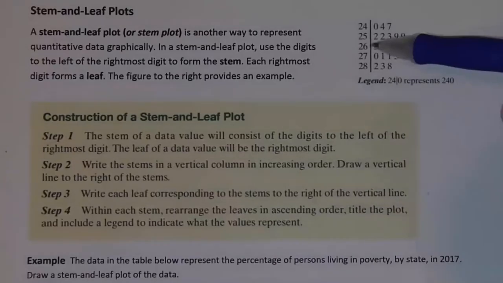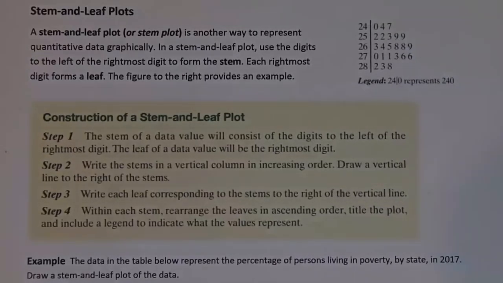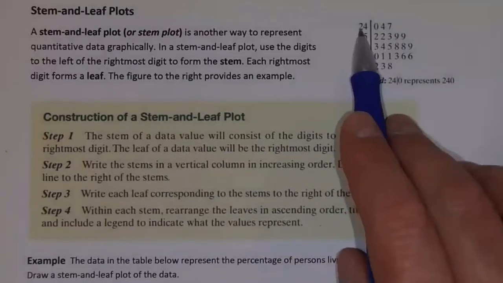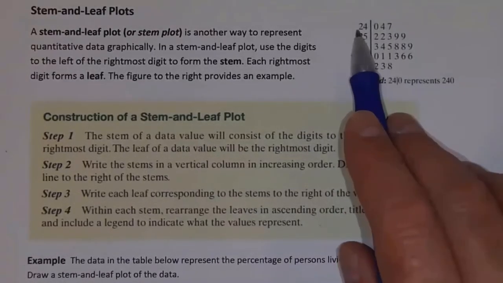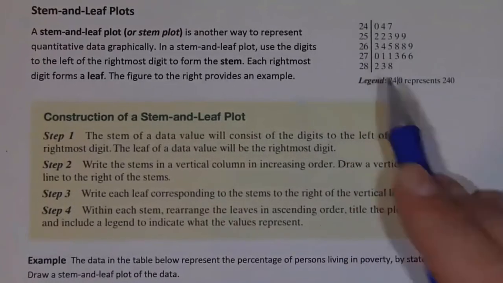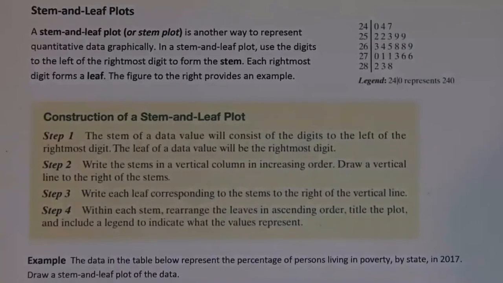Another negative is that you can't really control the class width. So in this particular case, with this data, the class width's 10 because we're going from 240 to 250 to 260 to 270 to 280 and so on. And you can't really adjust that, at least not much.